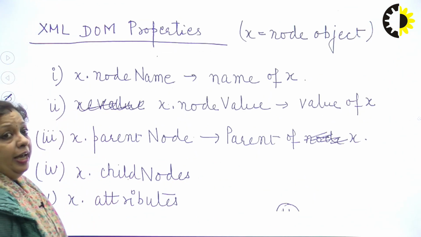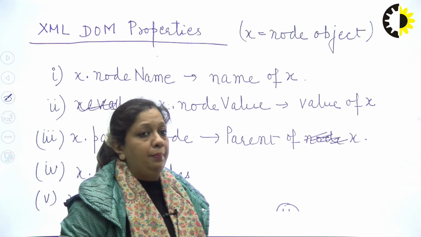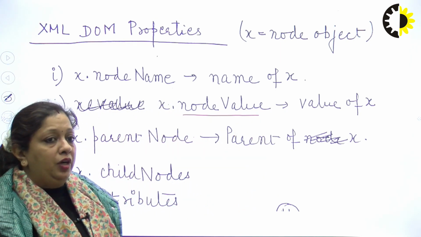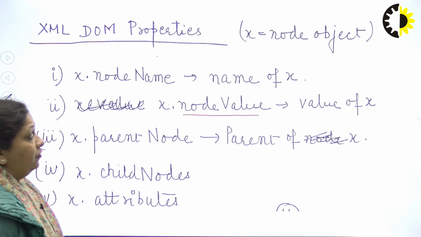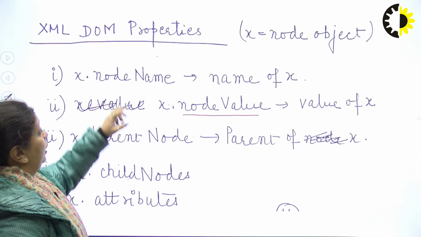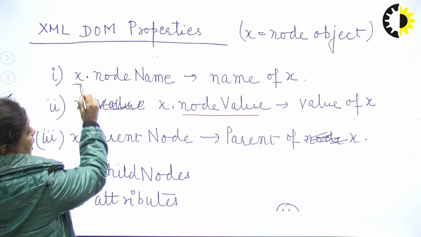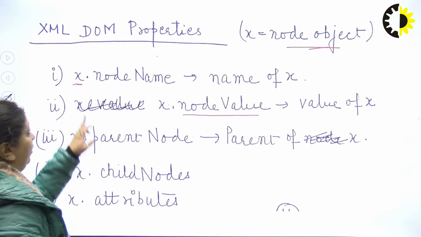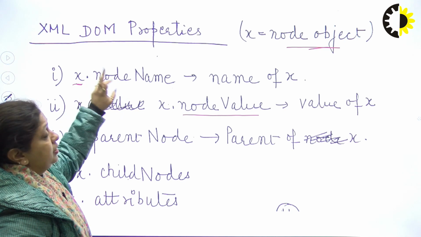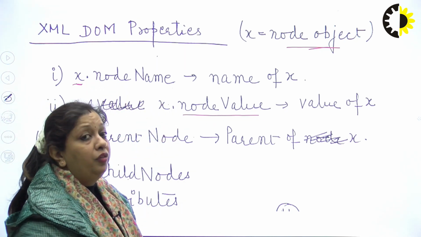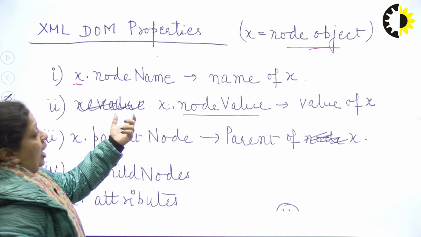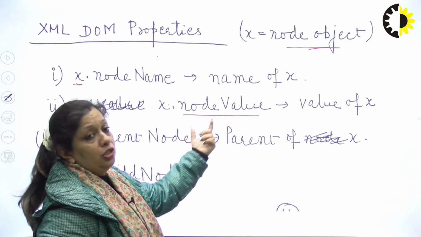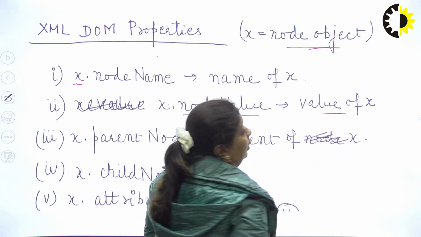Now we have certain XML DOM properties, like in the previous example we had used the property node value to get the value of the node we were talking about. Like the same way we have various other properties like x dot node name. Here x is nothing but the node object, that is the current node to which we are referring to. So if I write x dot node name, here node name is the property. So this will give me actually the name of the node x. Same way I have another property that is node value. So how do I access this? x dot node value. So this is actually going to give me the value of node x, the one which we had used in the previous example.